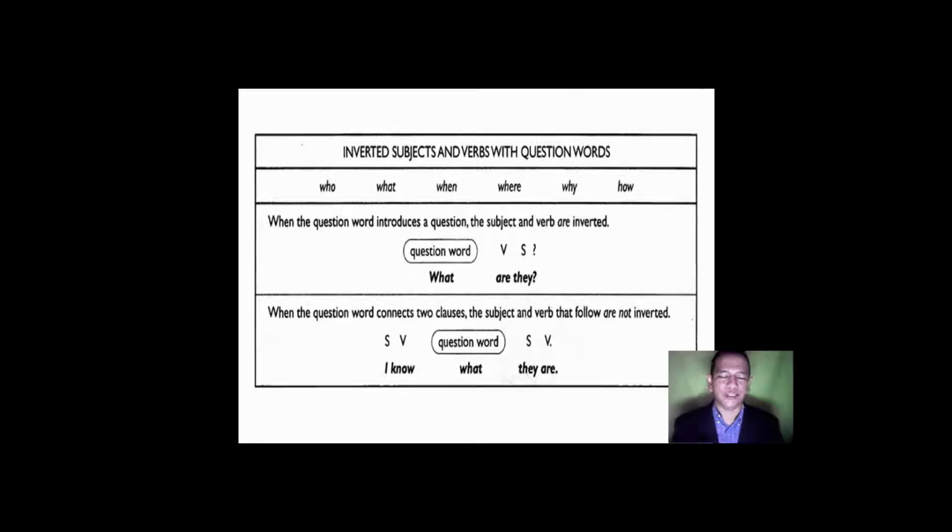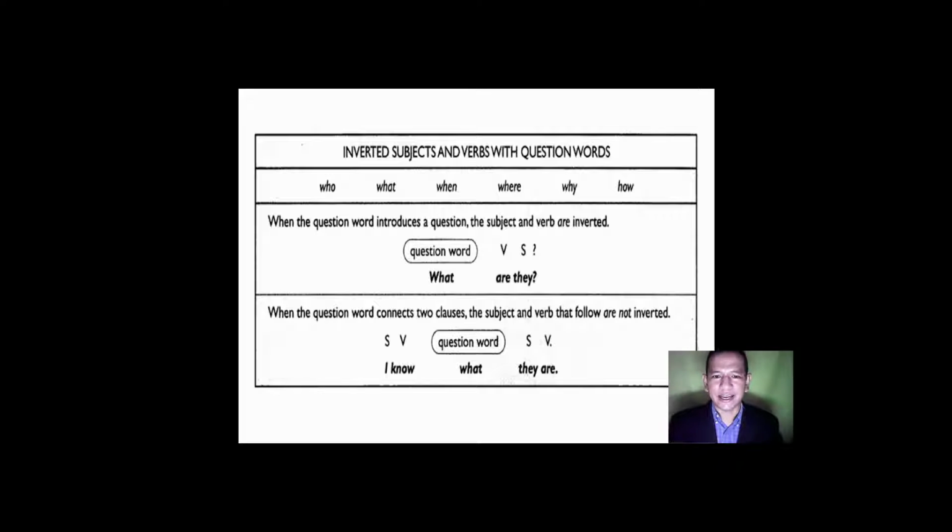As you can see, they are who, what, when, where, why, and how. Remember class, when the question word introduces a question, the subject and verb are inverted. When the question word connects two clauses, the subject and verb that follow are not inverted. So the difference is: when the question word introduces a question, the subject and verb are inverted; when it connects two clauses, there is no need to invert.